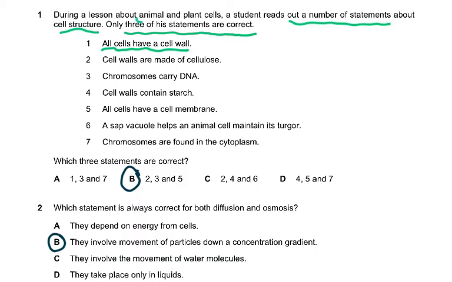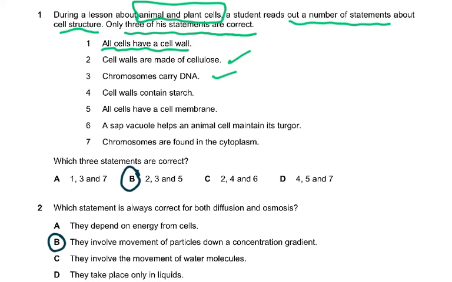But you see, they're talking of animal and plant cells. They are not talking of fungus. So fungus cell wall is not cellulose, it is made of chitin. So cell walls are made of cellulose. That's correct. Chromosomes carry DNA. Yes, chromosomes carry DNA. Chromosomes are made up of DNA. So this one is correct.